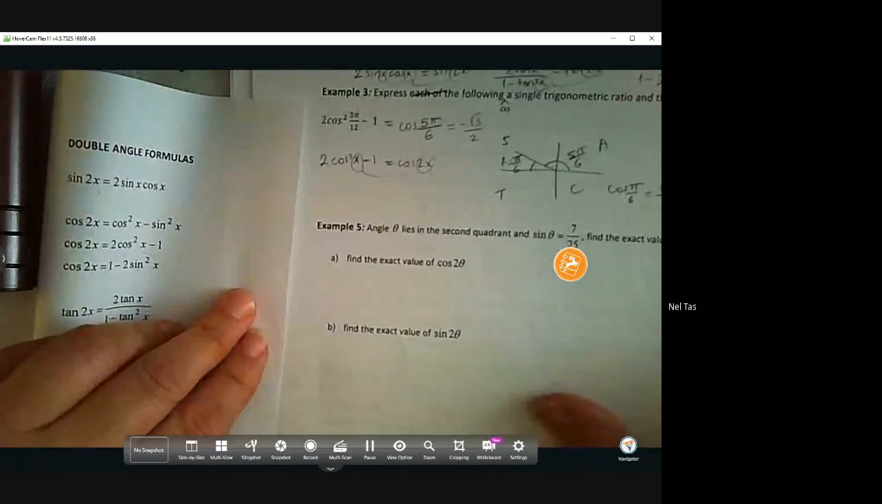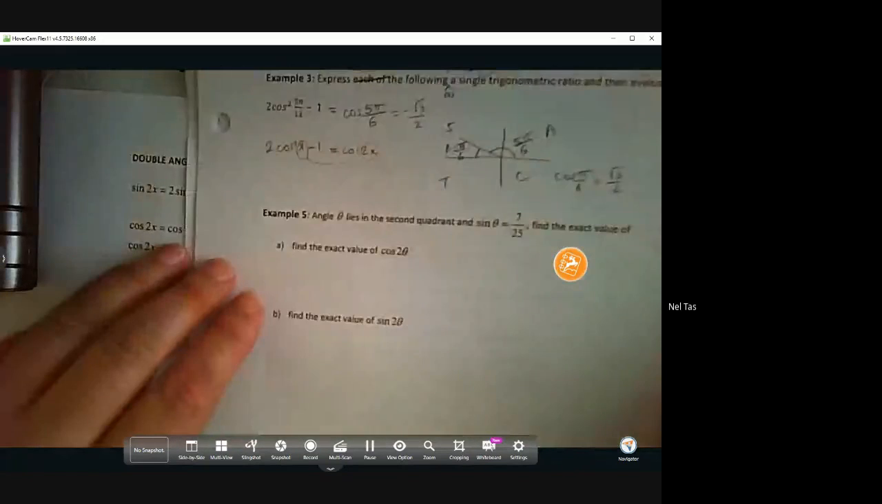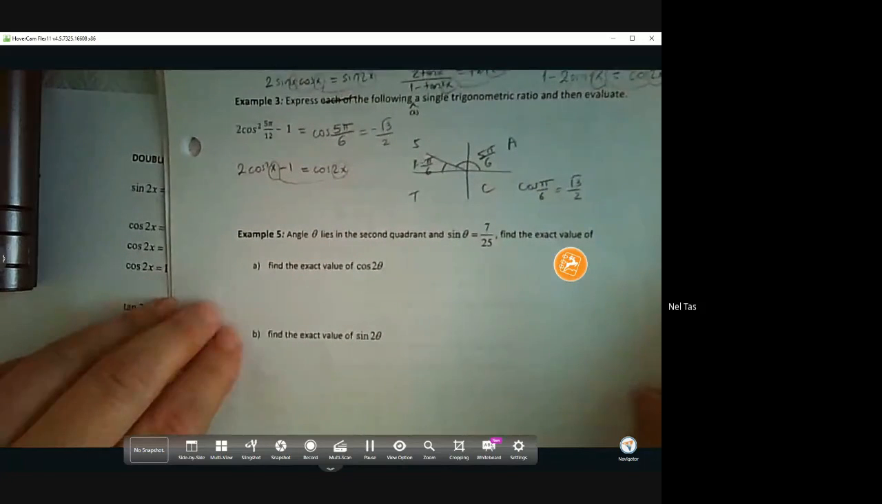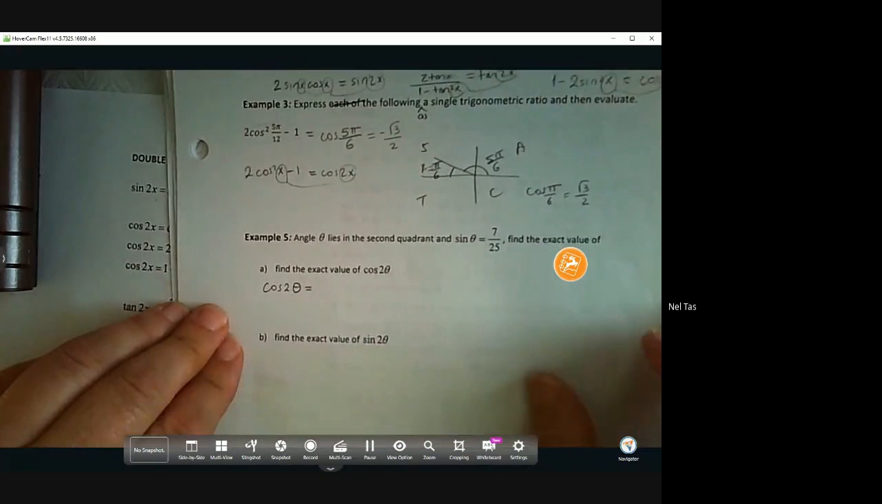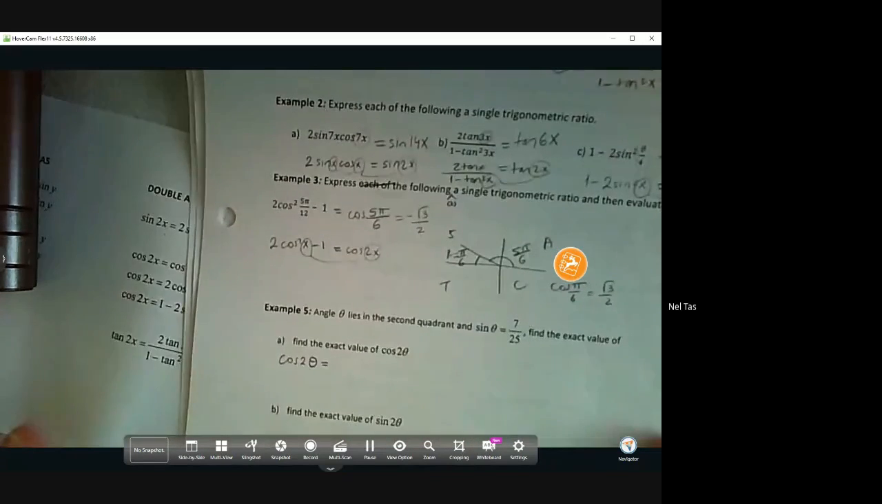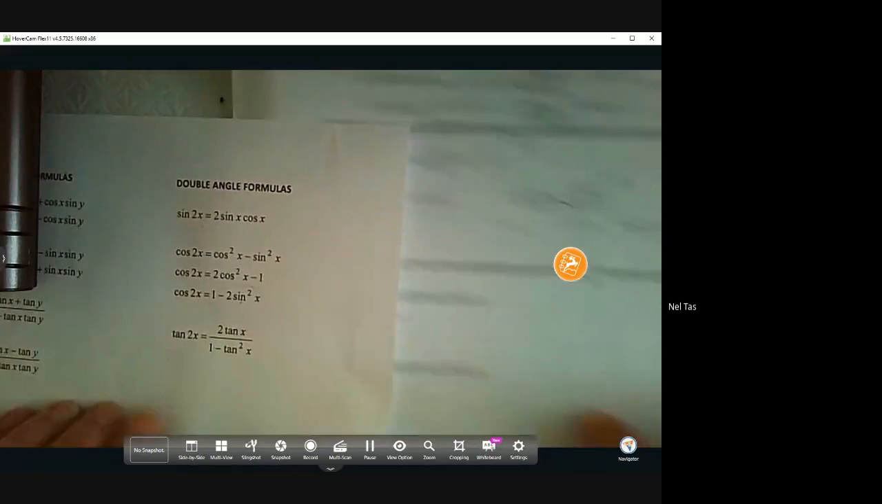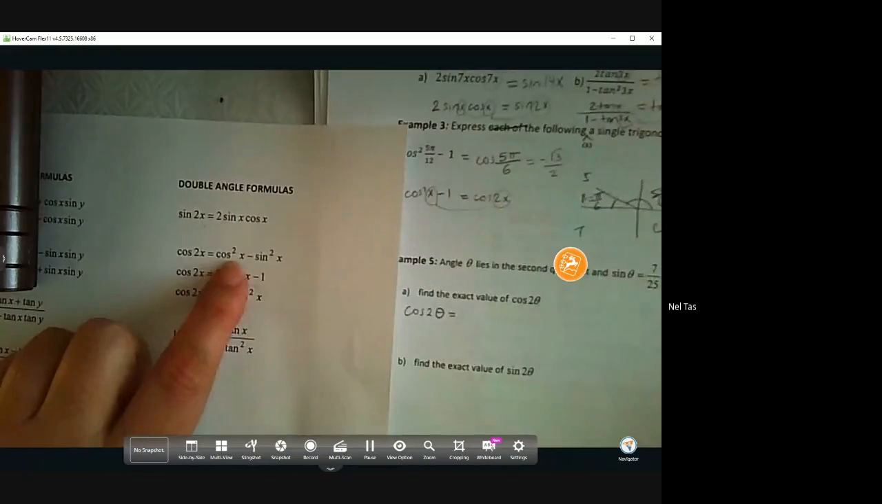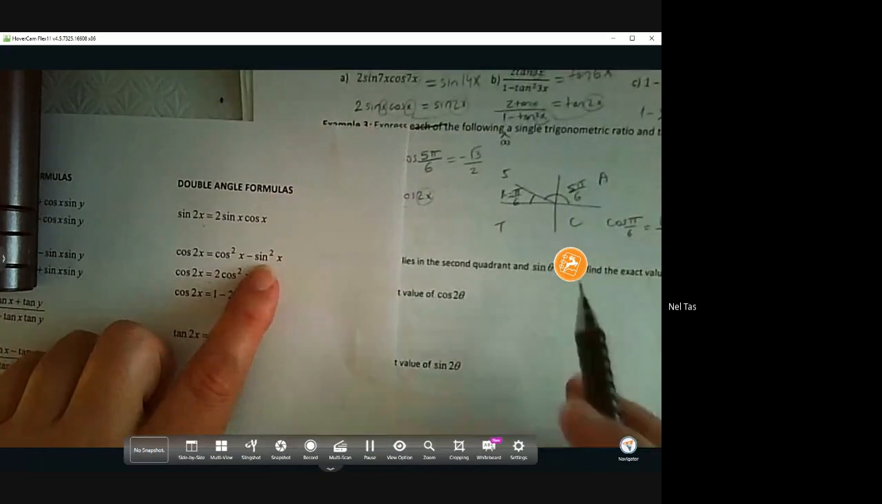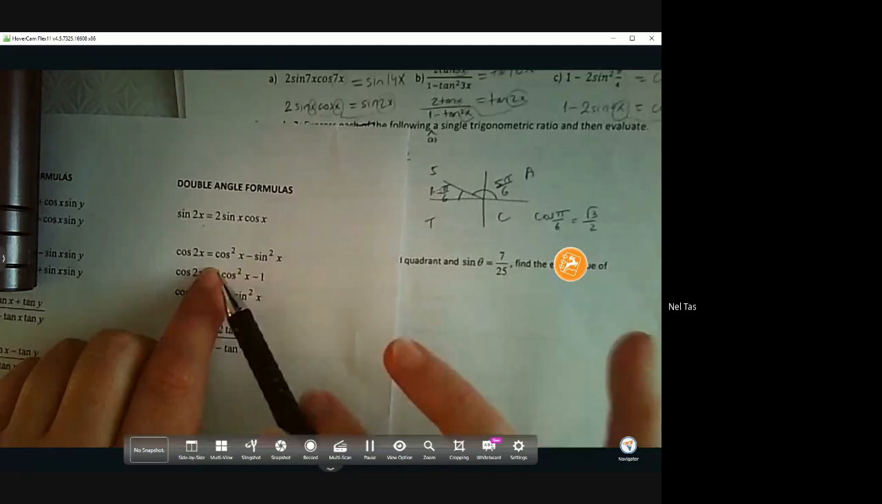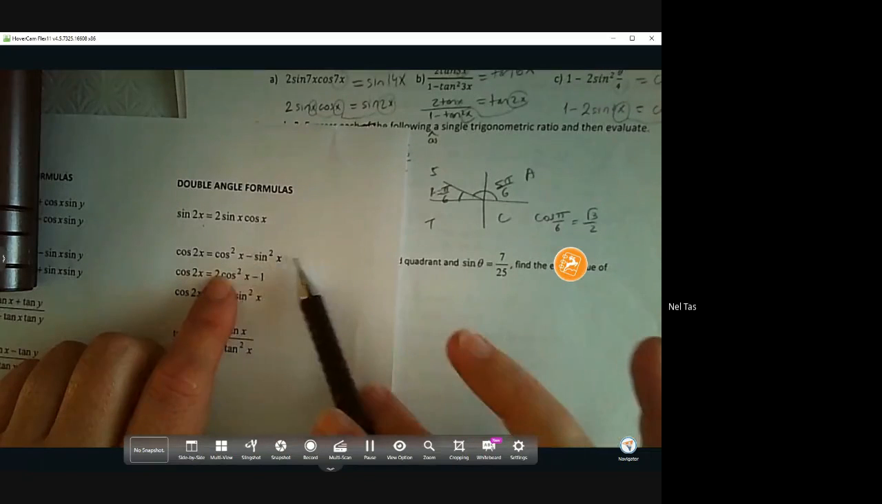Let's look at example 5. Angle theta lies in the second quadrant and sine theta is 7 over 25. Find the exact value of cos 2 theta. For cos 2 theta, you have 3 formulas, so you need to pick which is useful to you. If we use the first formula, cos squared x minus sine squared x, then besides sine theta, we also need cos theta.